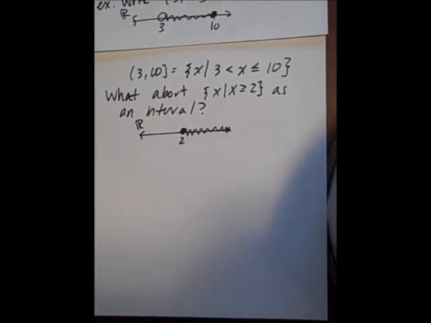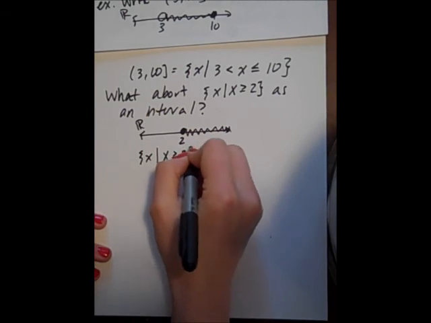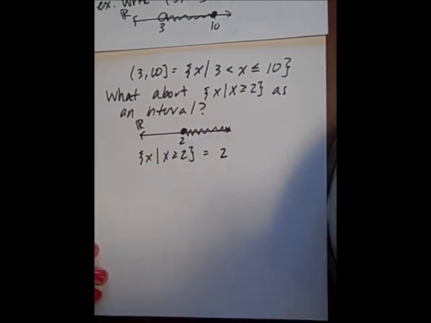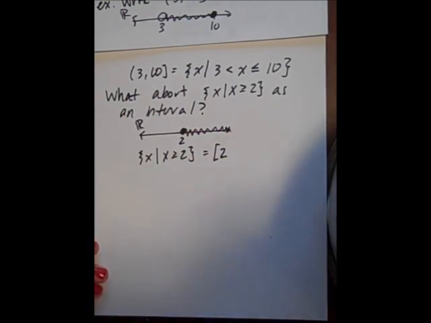Well, if I'm going to write this as an interval, I do the same thing I've been doing. What's the leftmost point? So here's my set. x is greater than or equal to 2. My leftmost point is 2. Should I include 2 in this set? Yes. So I put a bracket there.